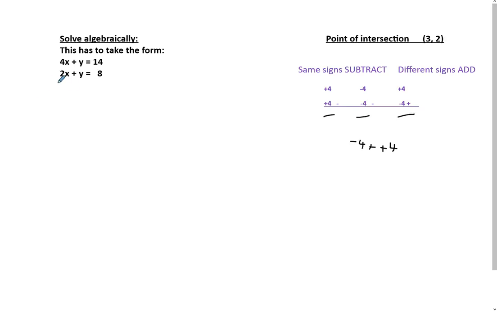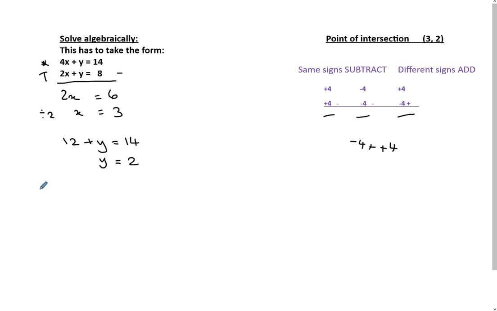So we're ready to play, and because the signs are the same, we're subtracting. So 4x minus 2x is 2x, and you're gone. And 14 minus 8 is 6. And then you divide by 2, and you get x equals 3. Now we found our x, we can go and solve our y. So I'm going to solve the y in there, and then I'm going to test it in there. So 4 times 3 is 12, plus y equals 14. So you can see y will be 2.